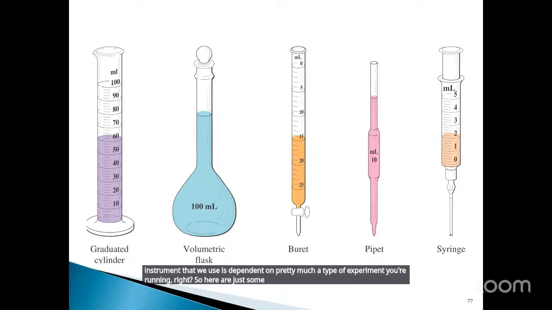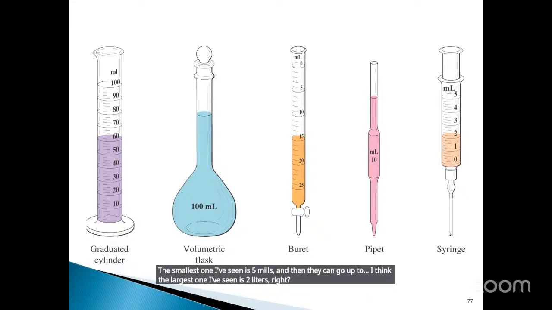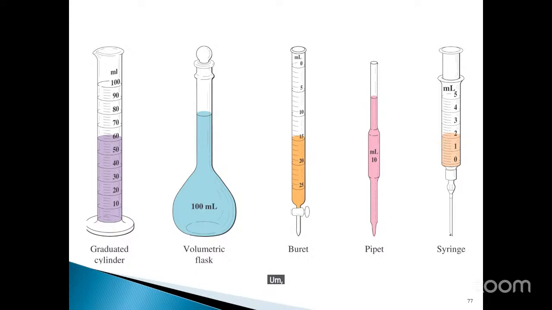You have the graduated cylinder to the extreme left. They come in different sizes. The smallest one I've seen is 5 mils, and then they can go up to, I think the largest one I've seen is 2 liters, all right? So this one here is a 100 mil graduated cylinder.